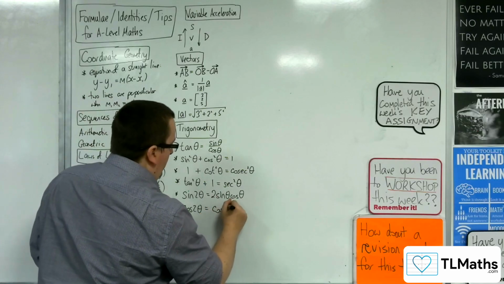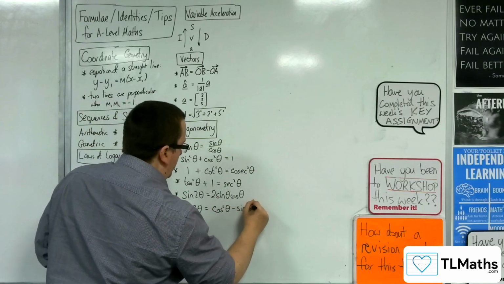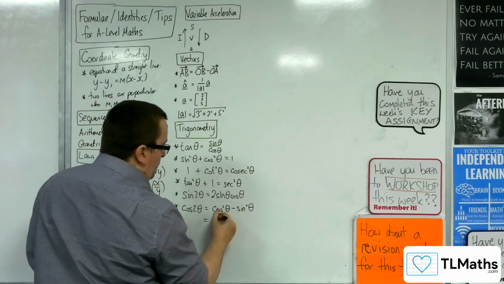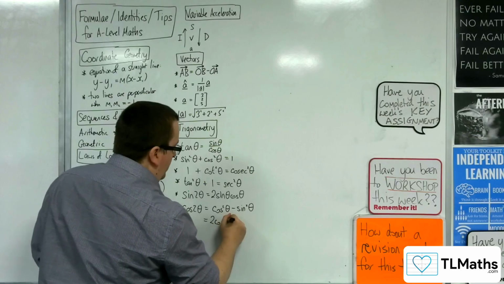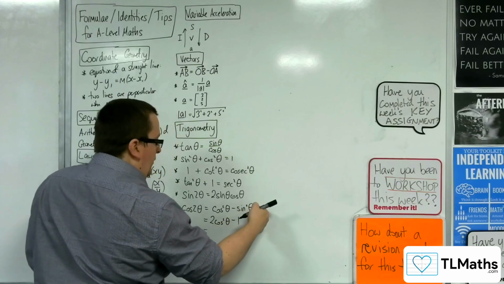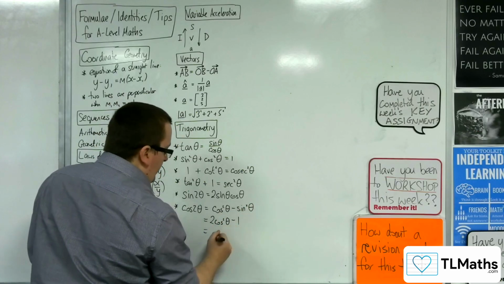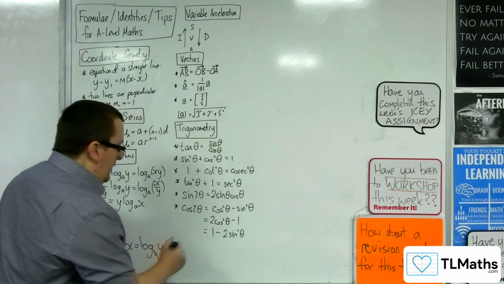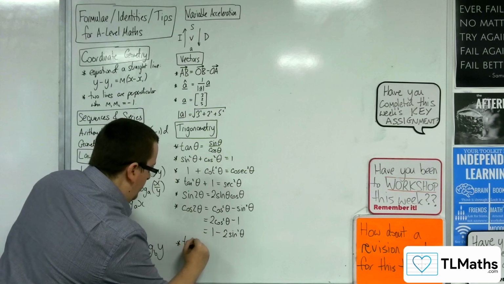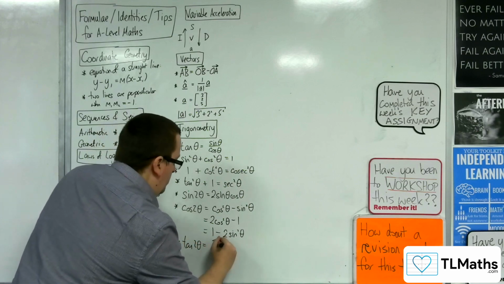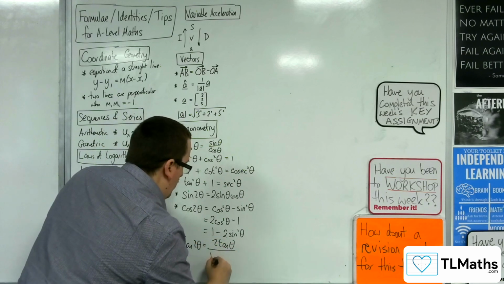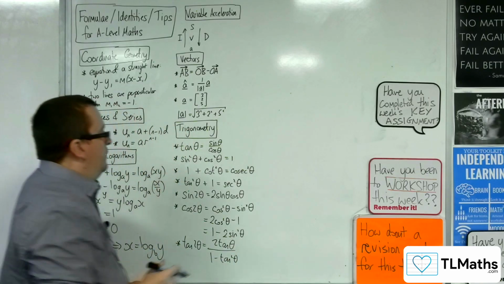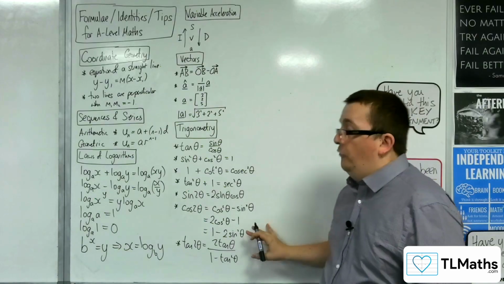Either cosine squared theta minus sine squared theta, or if you replace the sine squared with 1 minus cosine squared, you get 2 cosine squared theta minus 1. Or if you replace the cosine squared with 1 minus sine squared, you get 1 minus 2 sine squared theta. And of course, you've also got tan 2 theta, which is 2 tan theta over 1 minus tan squared theta. So you've got those trig identities, you've got the double angle formulae.